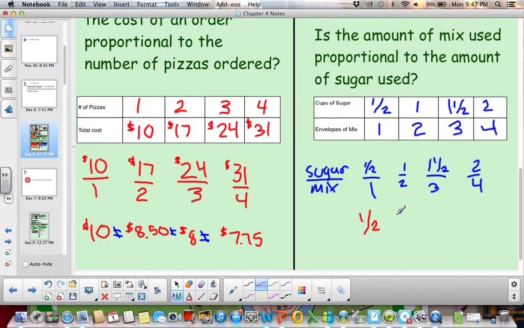1 over 2, or 1/2, is 1/2. 1.5 over 3 is 1/2. I know that because 1.5 is half of 3. 1 is half of 2, and 2 is half of 4. So because they are all the same, 1/2 equals 1/2 equals 1/2, then we know that this relationship is proportional.